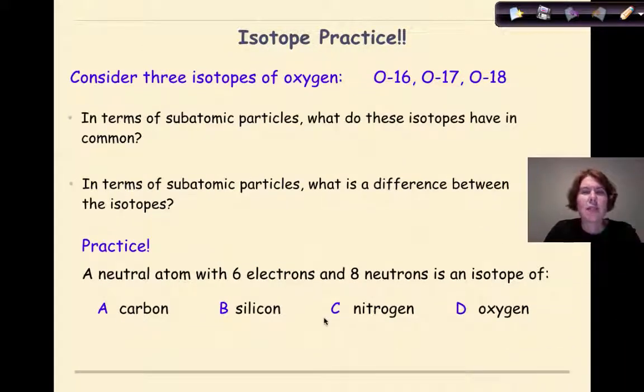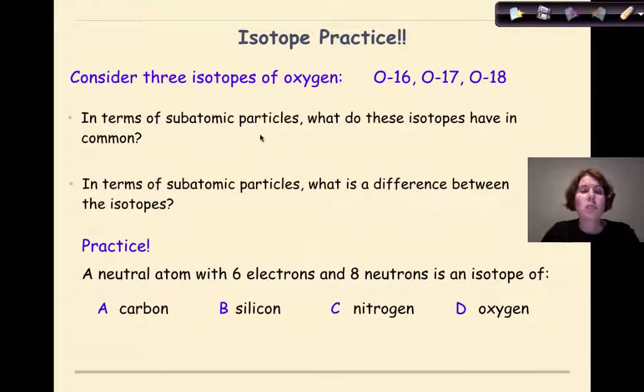Let's do some more practice. Consider 3 isotopes of oxygen. Oxygen 16, oxygen 17, and oxygen 18. And I know they're isotopes of each other because they have the same symbol for each of them. Each of them is representing oxygen.